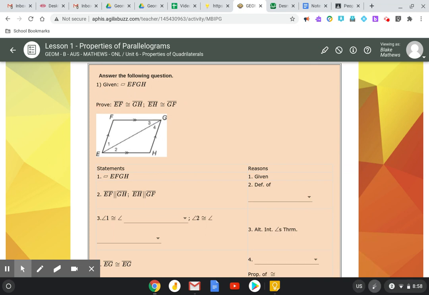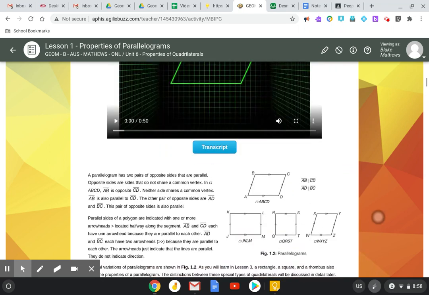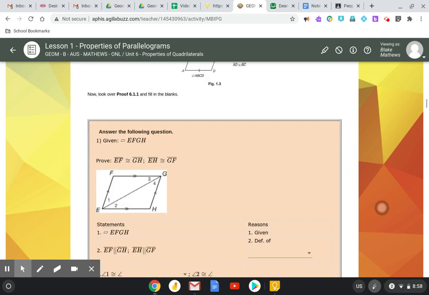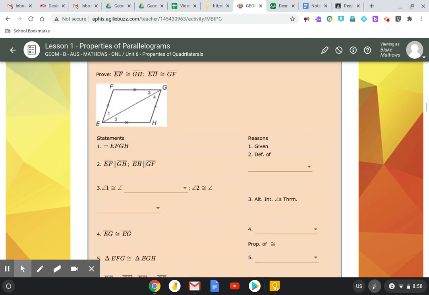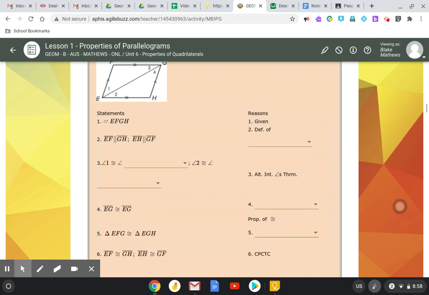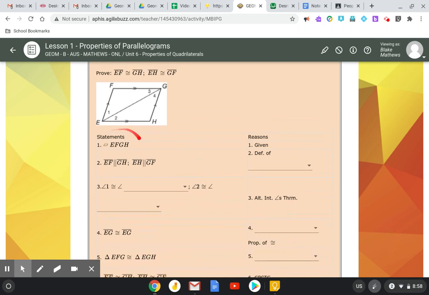Now, we learned that in this lesson. We talked about that in the first lesson video. But then the question is, how do we know that? How can we prove that using what we already know in geometry? So we're going to walk through this. So the way a proof works is you have a statement on one side, and then you have your reason on the other side. What is the theorem or definition or property that we're using to prove that? So let's talk about this one.